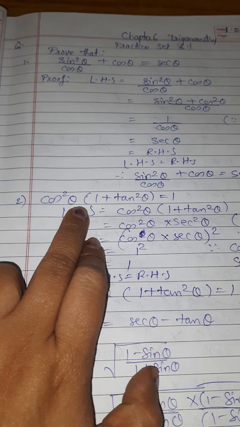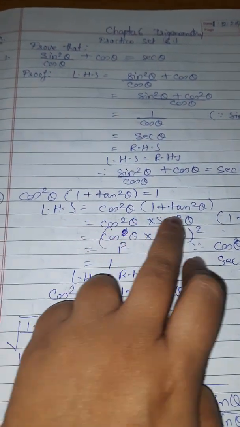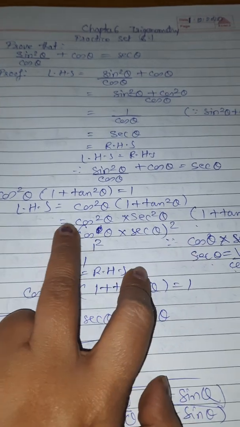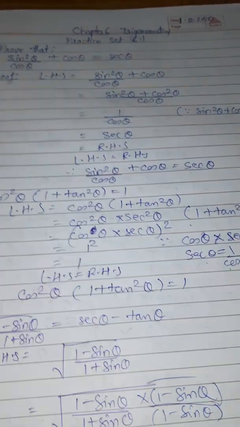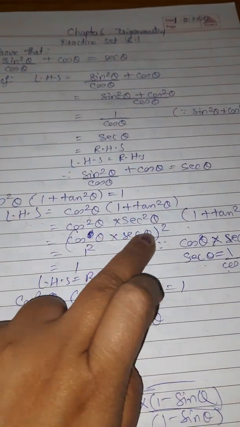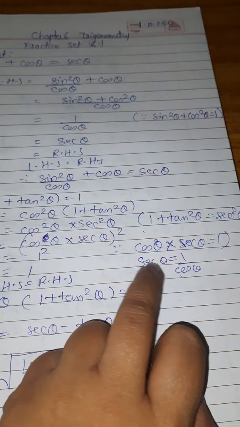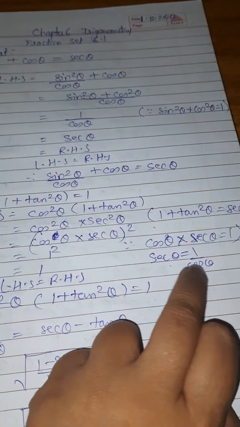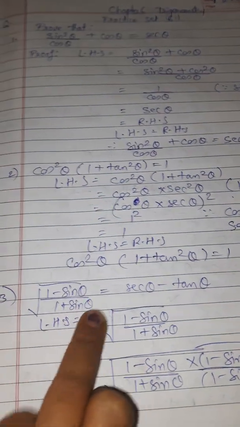Now second question, cos square theta into 1 plus tan square theta is equal to 1. So cos square theta into 1 plus tan square theta, and 1 plus tan square theta is sec square theta. It is the identity. So we write cos theta into sec theta whole square, and that is 1, because we know that sec theta equals 1 upon cos theta. When we write sec theta into cos theta, it is equal to 1. So hence proved the right hand side.